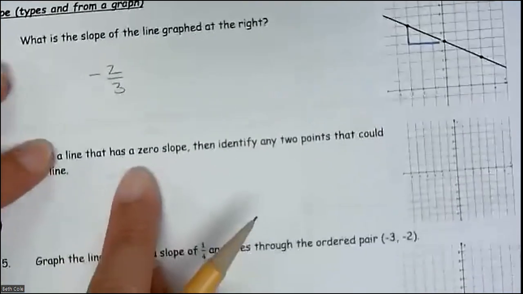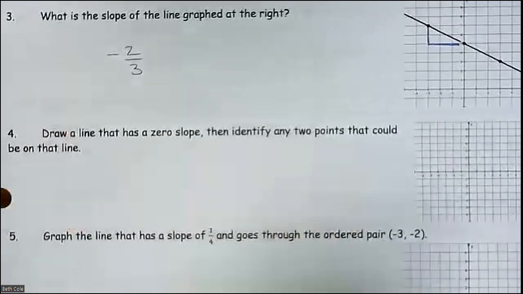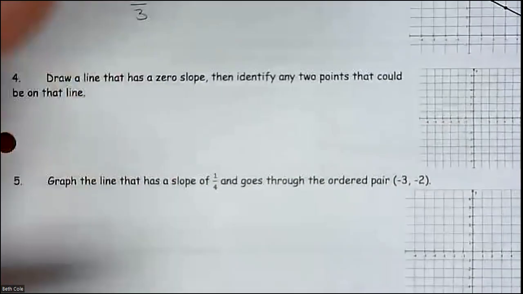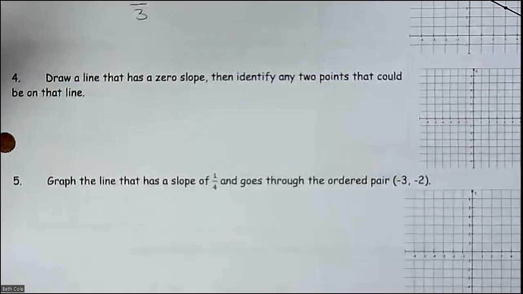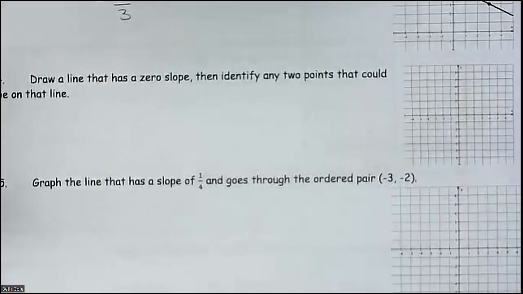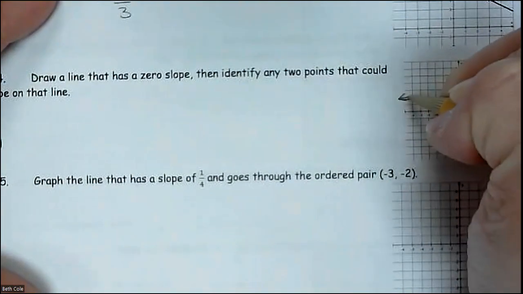All right, draw a line that has a zero slope and then identify any 2 points that could be on the line. Lines go on forever, so there's an infinite number of points. I'm just asking you to pick two, but here is the point of the question. Which way is a zero slope? It's horizontal, it's gonna be this way, okay? So draw a line with a zero slope. I didn't specify where, so you can draw it wherever you want. I'm gonna draw mine right here.